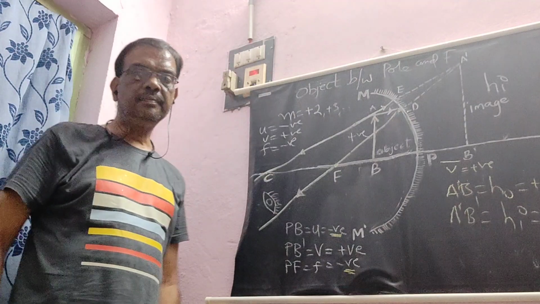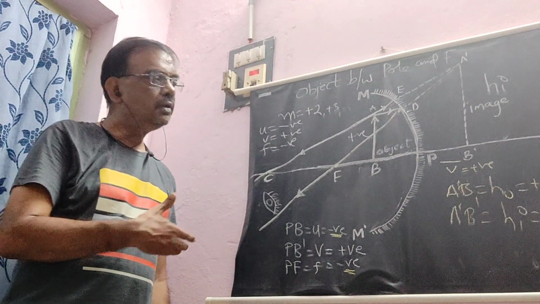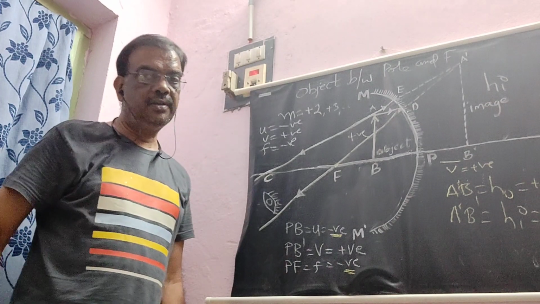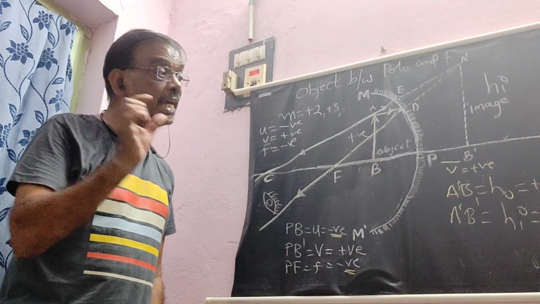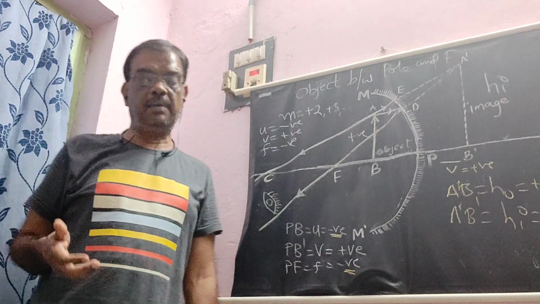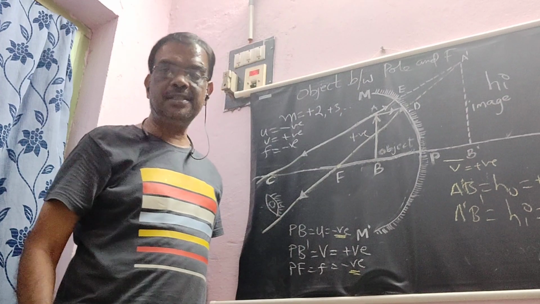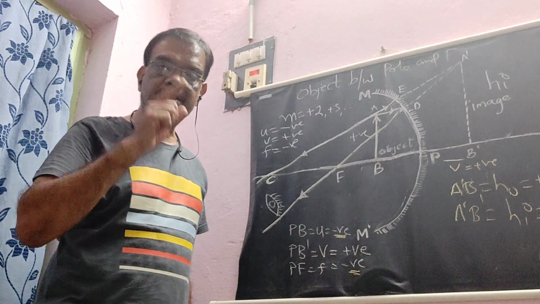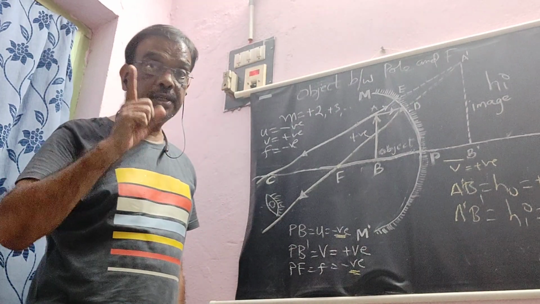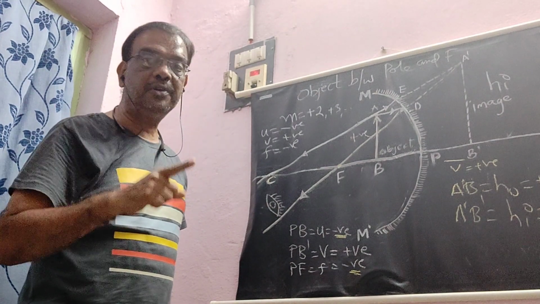Now, we will see the application of this concave mirror when the object lies between pole and focus, and how it is useful in our daily life. Application: when the object is placed between pole and focus, the object distance is less than focal length. Remember that? Object distance is less than focal length when the object is between pole and focus.